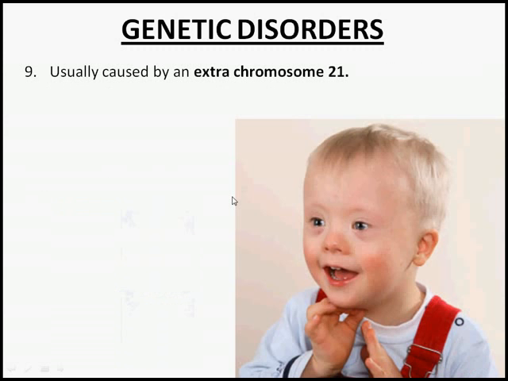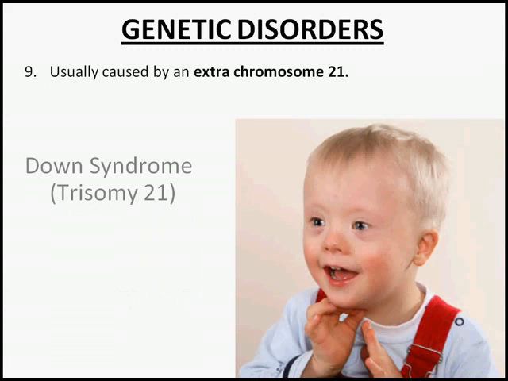Number 9 is actually something that we've already talked about. It's an extra chromosome number 21, and this is called Down syndrome, also known as trisomy 21. Tri meaning 3, so you have 3 chromosome 21s when you should only have 2. And again, probably something you've heard of before, and maybe even have seen or know someone with this.